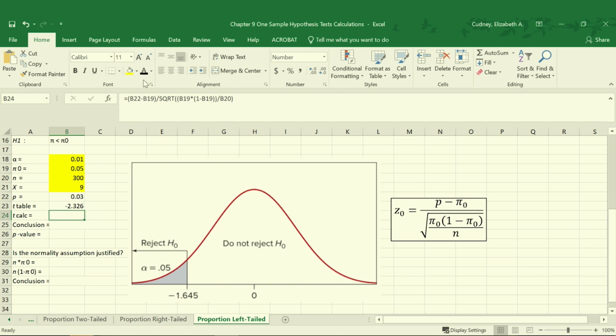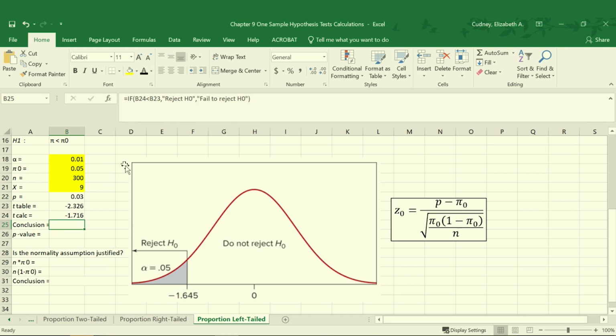We're going to compare that to our t calculation value. For our value here, we're going to take p from cell B22 minus B19, our pi naught, divided by the square root of pi naught times 1 minus pi naught, divided by our sample size of n. We get a value of negative 1.716. So our t-table value would be negative 2.326, and then our t calculation would fall to the right of it at negative 1.716, so we would fail to reject the null hypothesis.